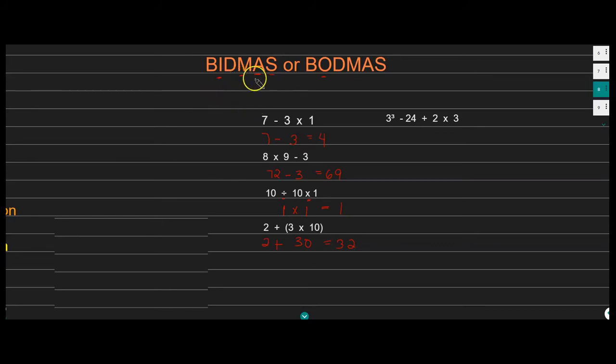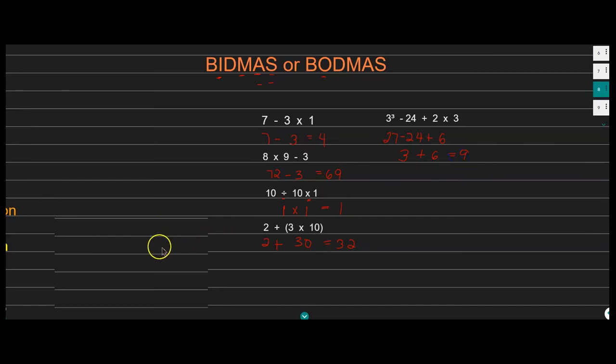According to the acronym BIDMAS, we need to do the index first. So 3 cubed is 3 times 3, which is 9, times 3 again is 27. So we write 27. We are supposed to do the multiplication next. So we multiply 2 times 3, which is 6, and then just copy the rest for now. The next operations are subtraction and addition. Whichever comes first, that's what we do. 27 minus 24 is 3. Then you add 6, and your answer is 9.